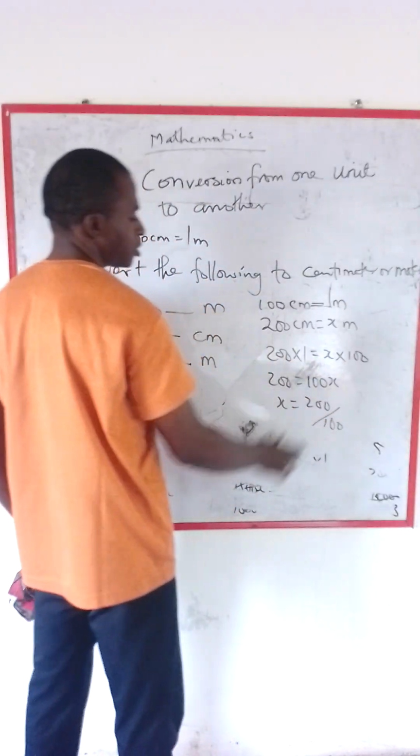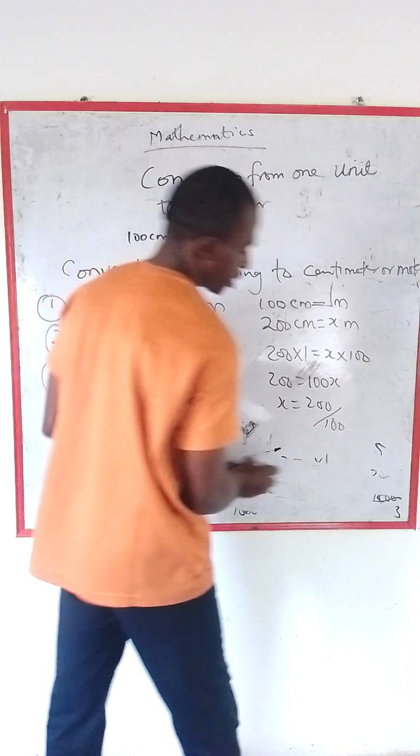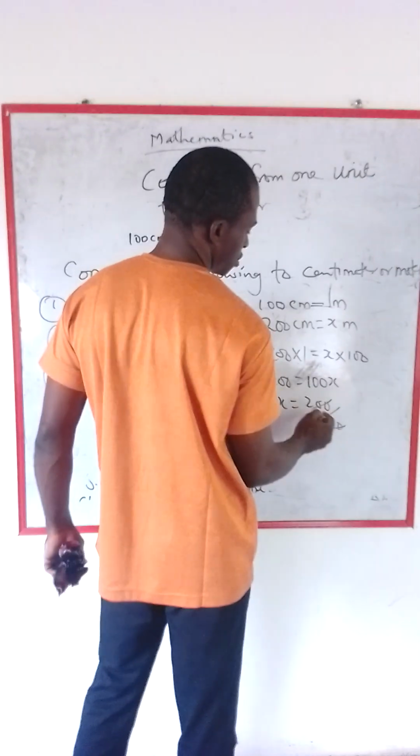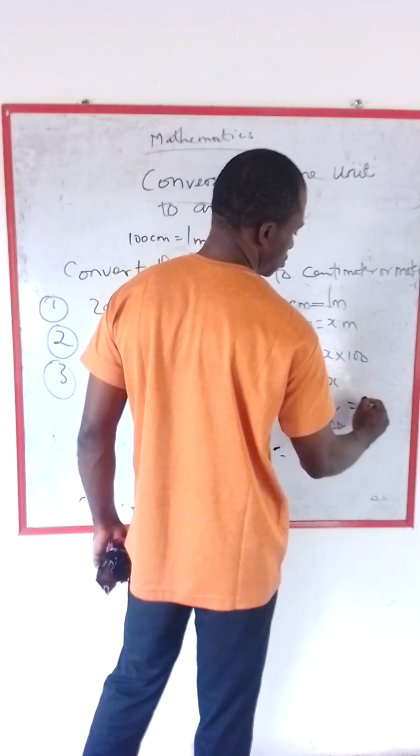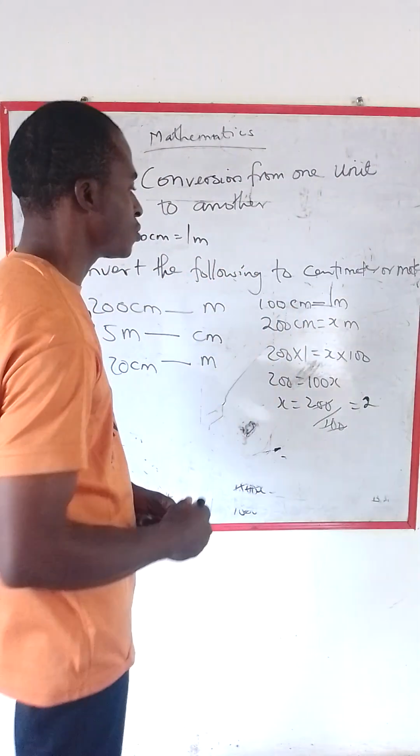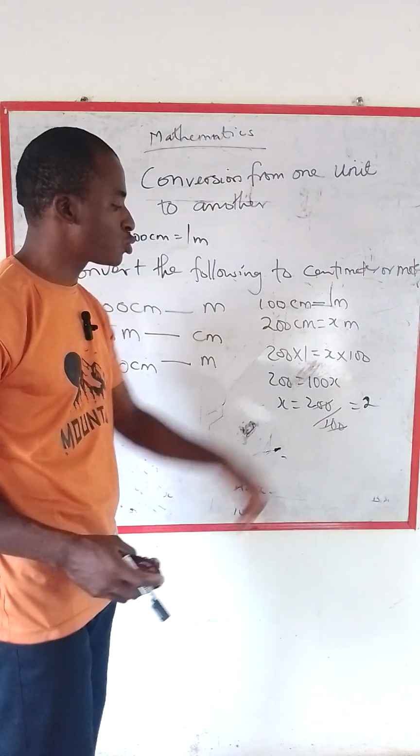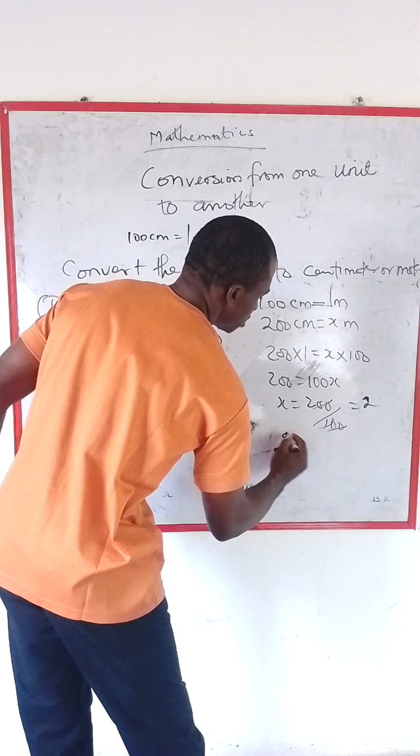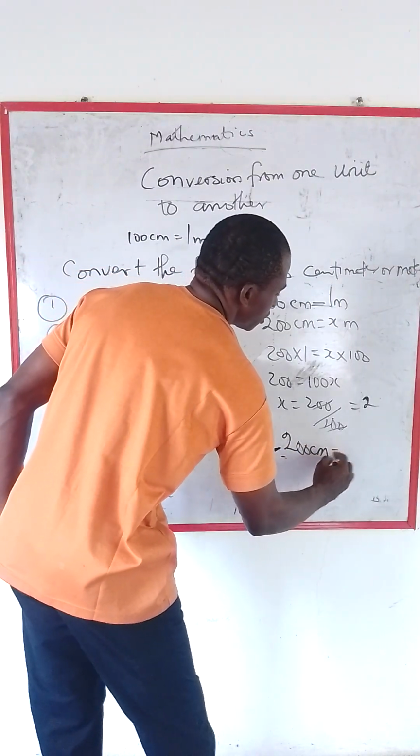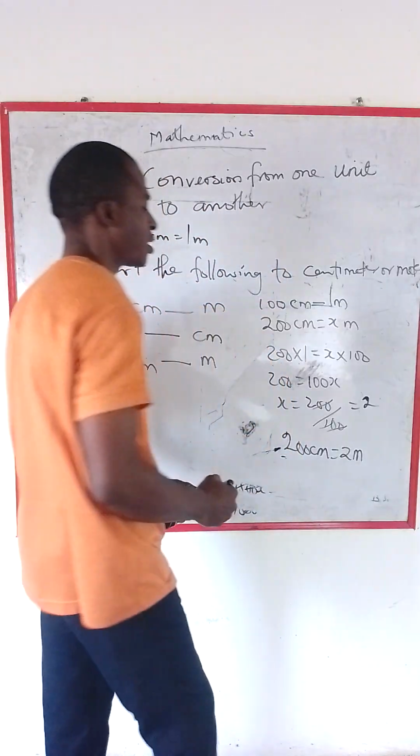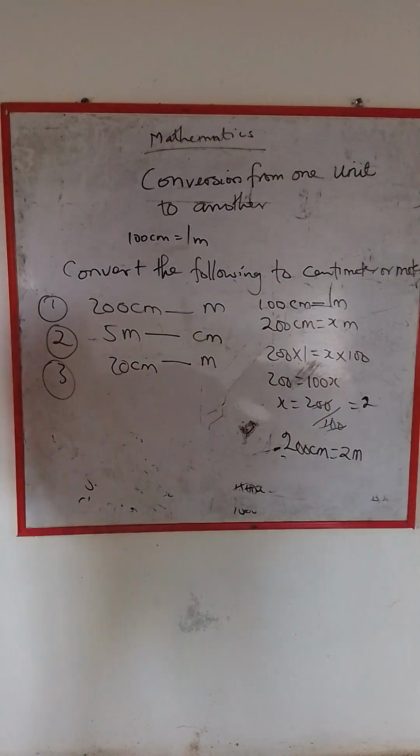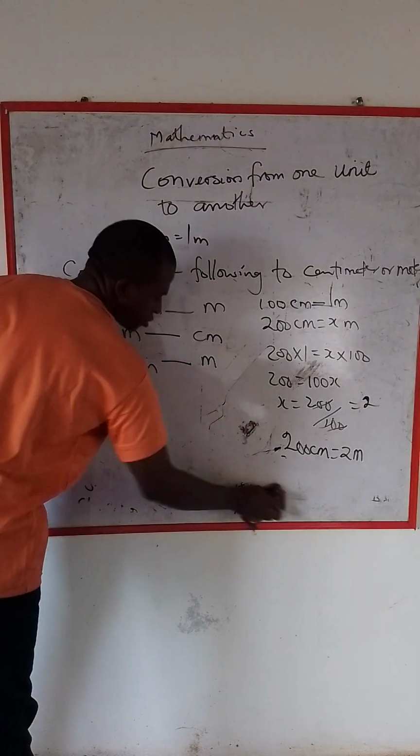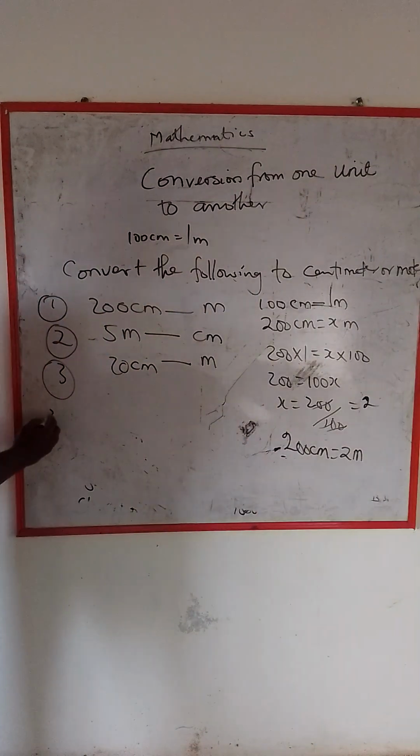I will explain how that is done in another video, simple equations. So when you do that, 0 cancels 0, so you discover that we are having 2. By the implication of that, you see that 200 centimeter is equal to 2 meters. That is what we have gotten as our x. 200 centimeters is equal to what? 2 meters. That is what we have done. So let's go to number 2.